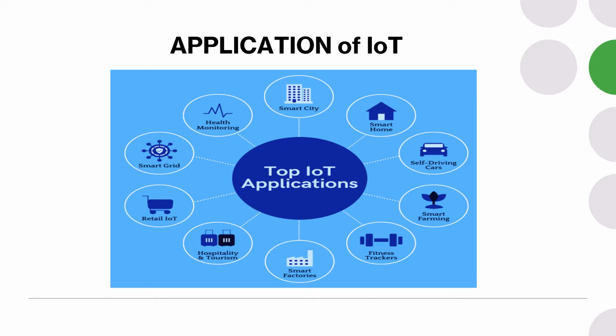Now, I will tell you in this slide about the application of IoT. IoT has many applications like smart city, smart house, self-driving cars, smart farming. This is the major topic concerned in our seminar. Next is fitness tracker, smart factories, hospitality and tourism, retail IoT, smart grid, and the last one is health monitoring.